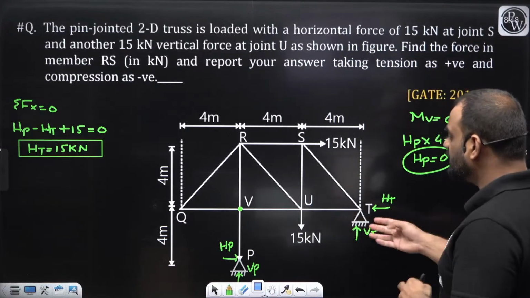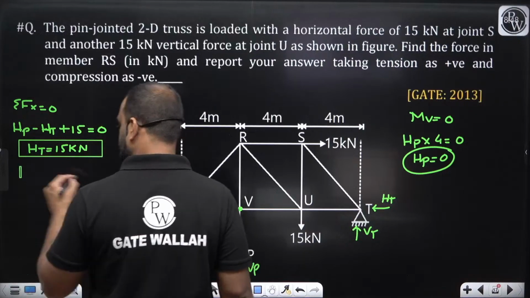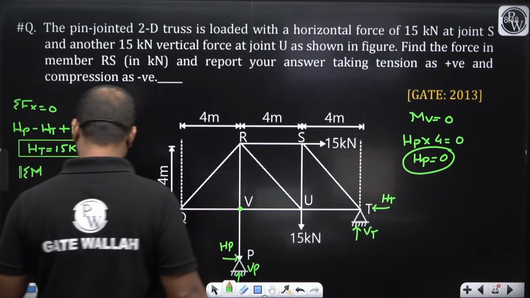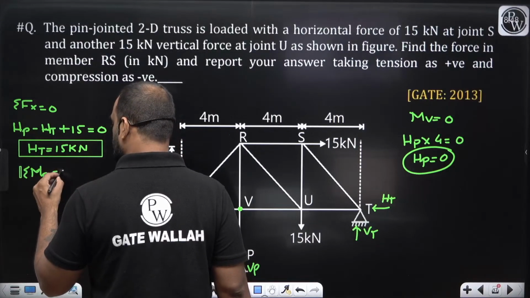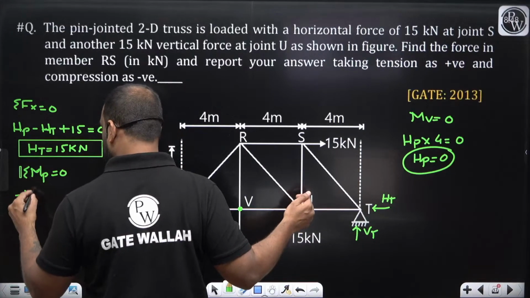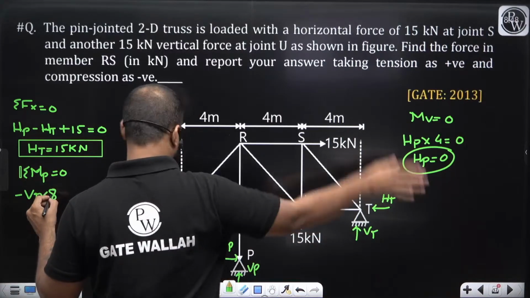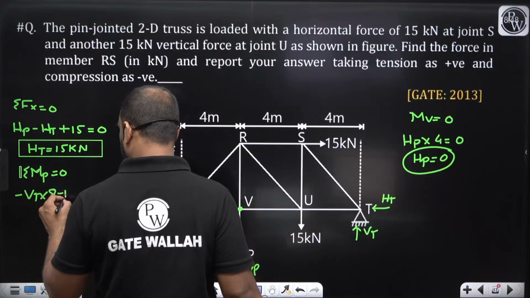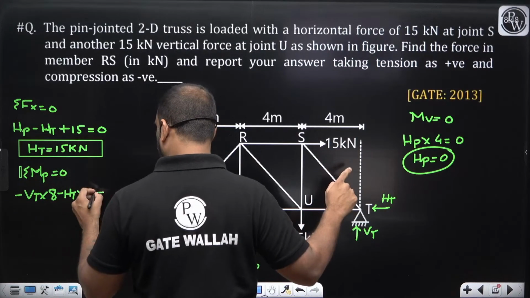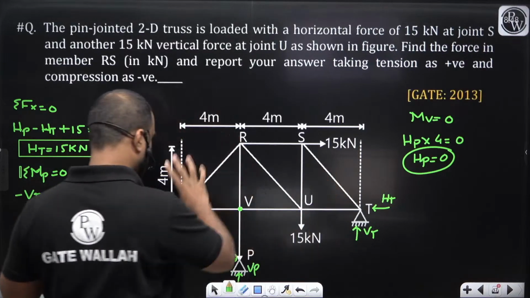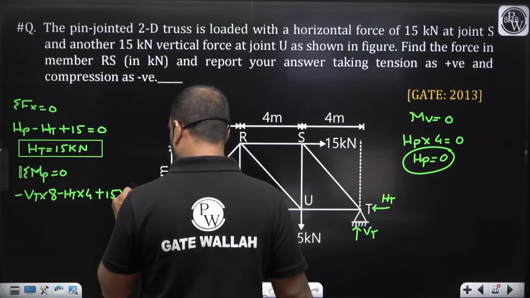Now what about VT, sir? Can I find it out? Yes. Let us write down summation moment about P is equal to 0. So VT into this distance, how much is it? It is 8 meter, anti-clockwise. HT into 4, again anti-clockwise direction. This 15 into 4, which is in clockwise direction. This 15 into 4, again clockwise direction.